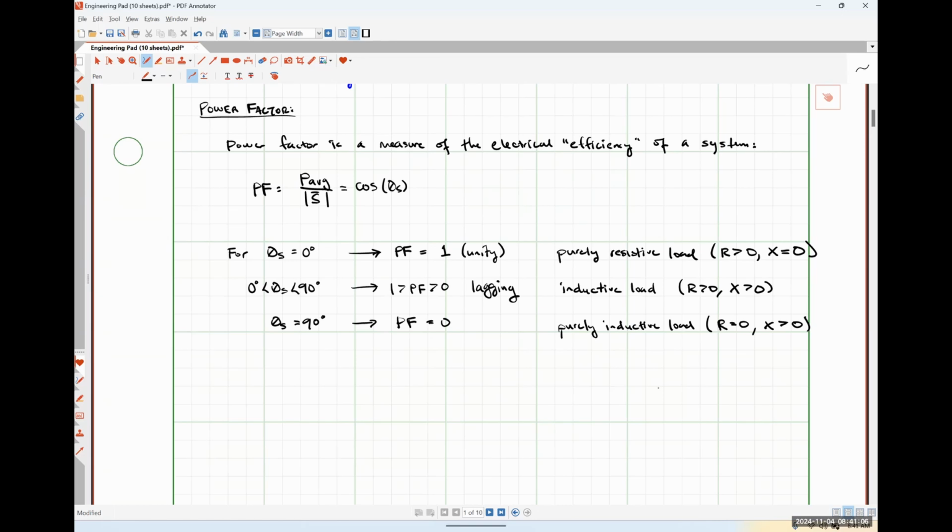And we can go effectively in the opposite direction as well. So if 0 degrees is greater than theta s, which is greater than negative 90 degrees, this is where we have a power factor that's still going to be 1 greater than our power factor, which is greater than 0. But in this case, we're operating at a leading power factor because our power factor angle theta s is a negative quantity, meaning that our current is leading our voltage. So this is what happens for capacitive loads.